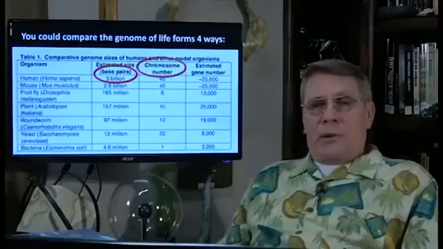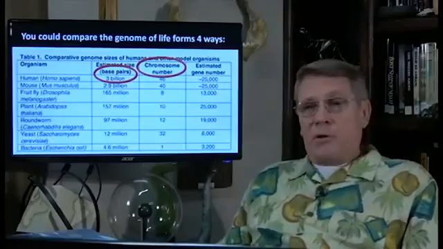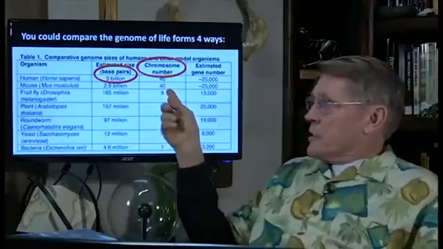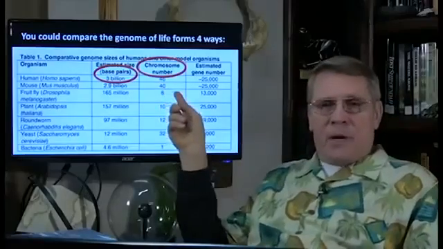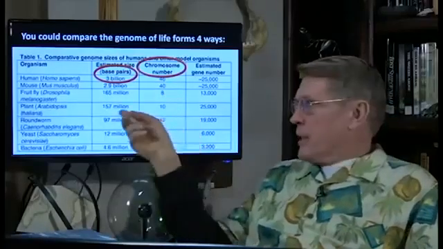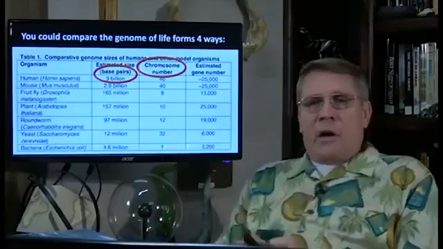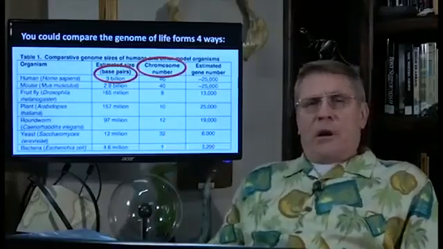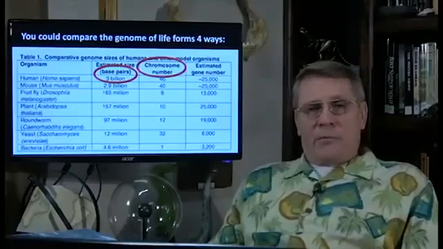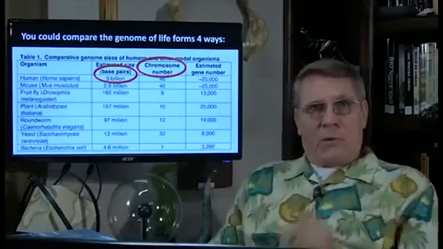Or you could look at simply how many chromosomes they have. Total number of chromosomes. Humans have 46. The mouse has 40. A plant might have 10. A certain plant here, let's see, rhododendron has 12. So are we going to compare the chromosome number, or the base pairs? Bacteria only has one chromosome, one.